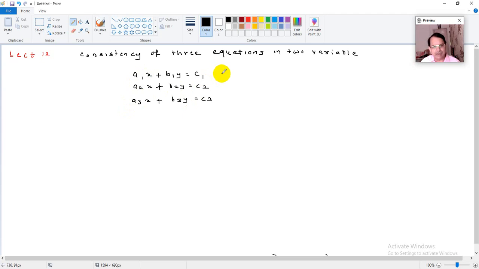See, I will call this equation as equation 1, call this as equation 2, and call this as equation 3. Now see, if you solve first 2 equations, because first 2 equations I can solve.